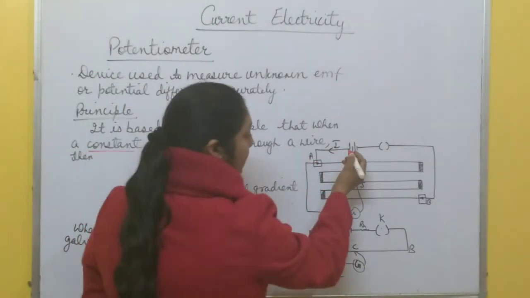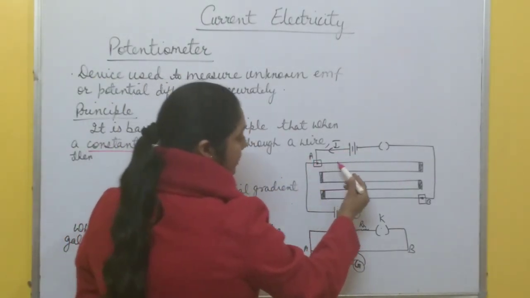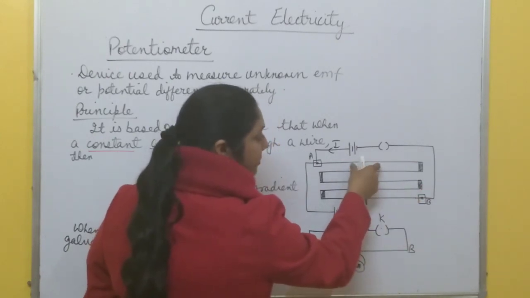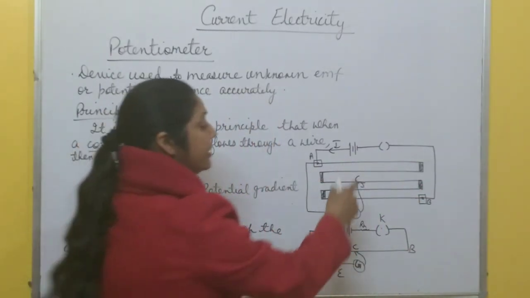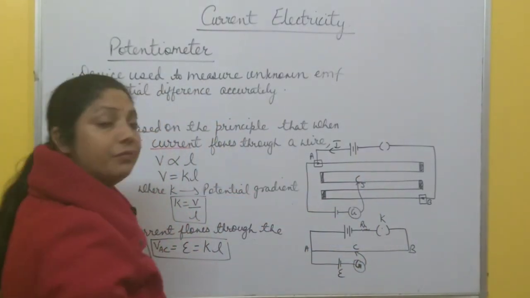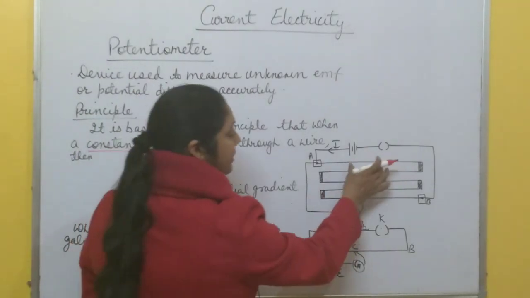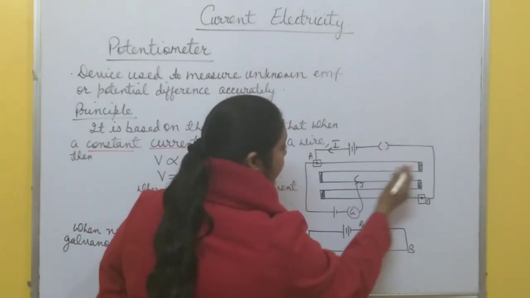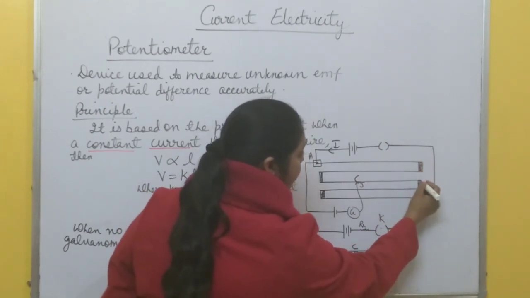Suppose this is a long wire and I have connected 1 meter length wires in series so that it becomes a very long wire. It's very difficult to handle. That's why 1 meter length wires are connected in series, right?